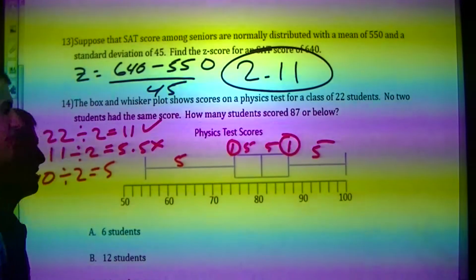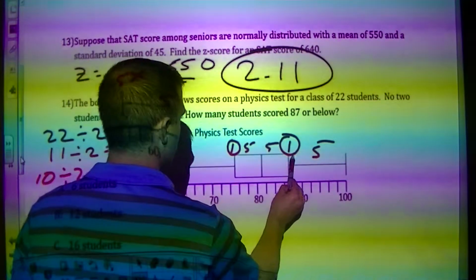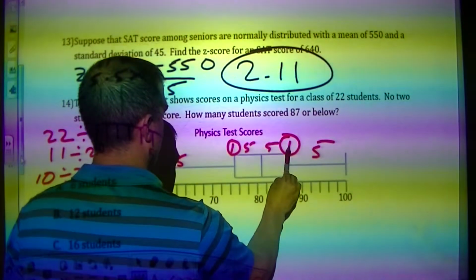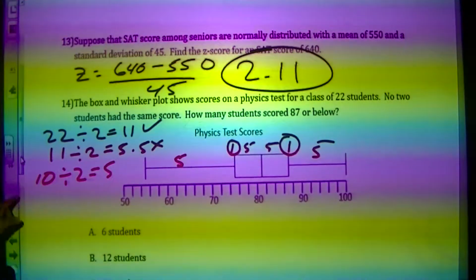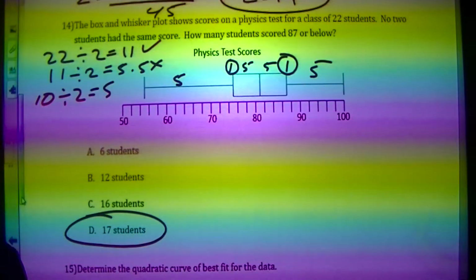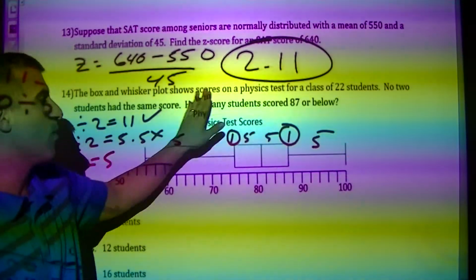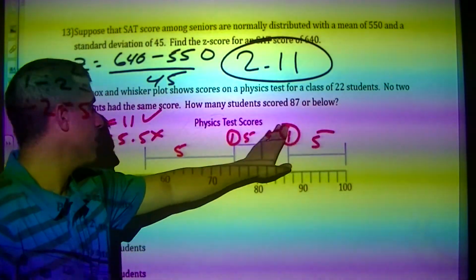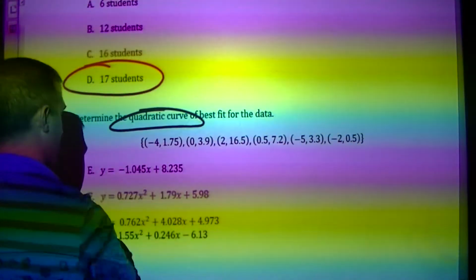Now it says 87 or below, so I'm going to include this all the way over. So 1, 5, 6, 11, 12, 17, and that's going to be my answer. Once again, if this said below only, you would not count the 1, you would just count over. Determine the quadratic.